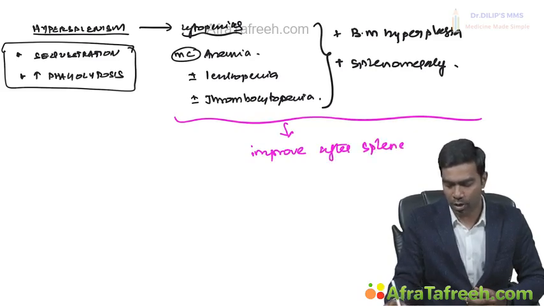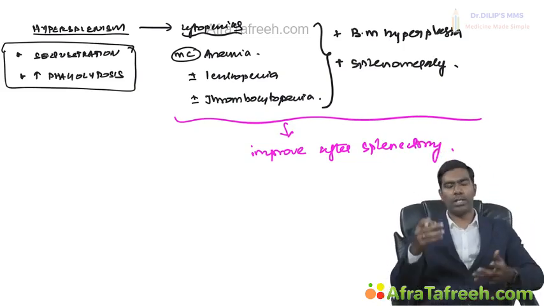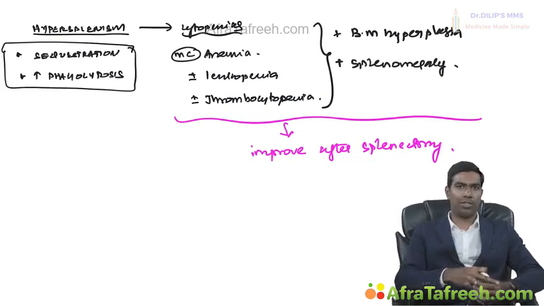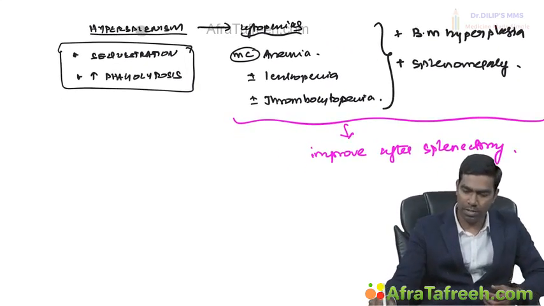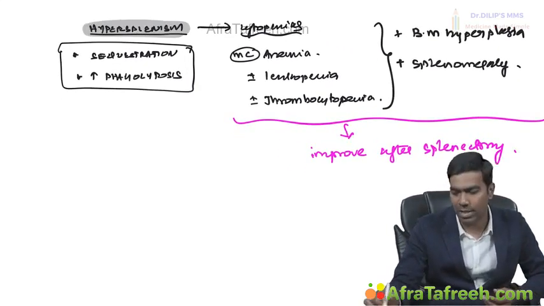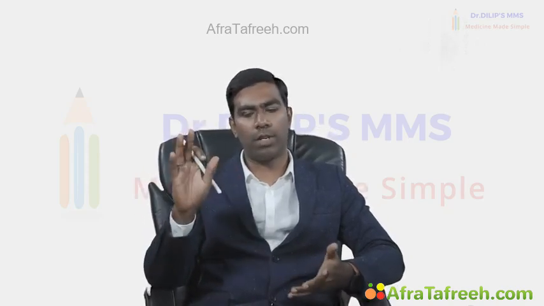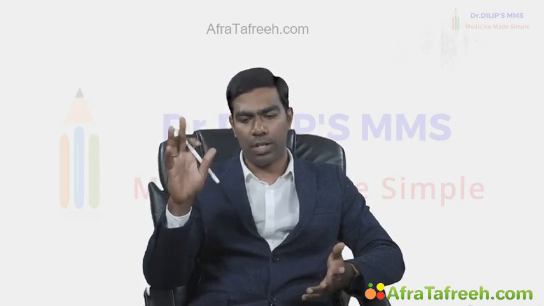This is an optional criterion, not a mandatory criterion. They will improve after splenectomy, because obviously that proves that it is hypersplenism, that the cytopenia is due to splenic sequestration and destruction. So this is what we refer to as hypersplenism. Remember, again, hypersplenism doesn't have any separate cause. Anything that produces chronic long-standing splenomegaly may have hypersplenism in general.